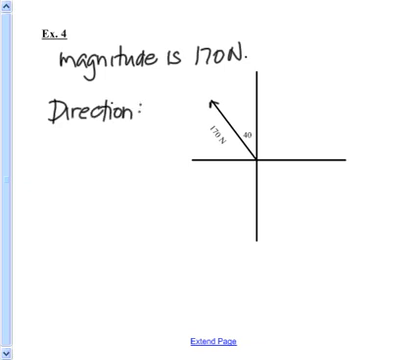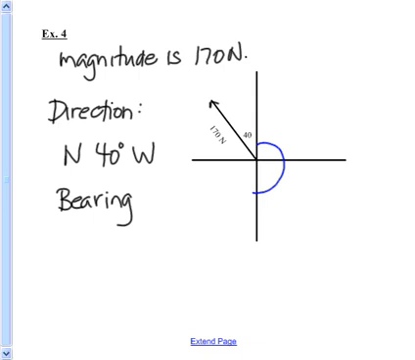I guess I've said that a few dozen times, haven't I? Direction can be written in a number of different ways. Its first direction can be written as head north, turn 40 degrees towards the west. You could write that direction as a bearing. With a bearing, we start north and always turn clockwise. So the bearing for this one would be from here all the way around to here, which would be 320 degrees. Don't forget there are 360 degrees in a circle.